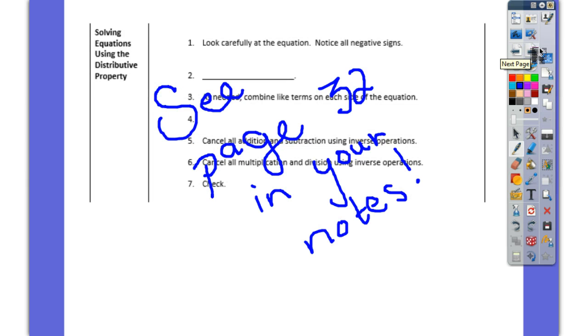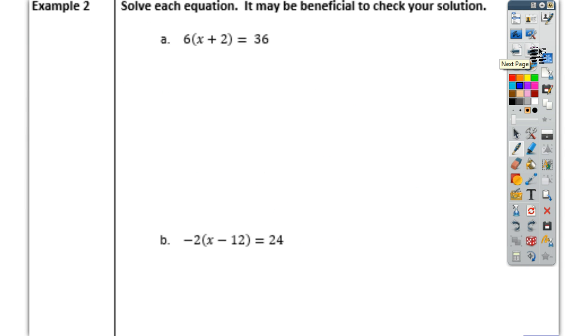All right, now this page again, we talked about it. These are just the steps that we're going over. They're completed in your notes on page 32 if you need to see those. Okay, now let's do solve each equation. It's going to be beneficial to check on your calculator like we talked about. However, remember they don't do the order of operations, so be careful. Now we're going to do the solving ourselves.